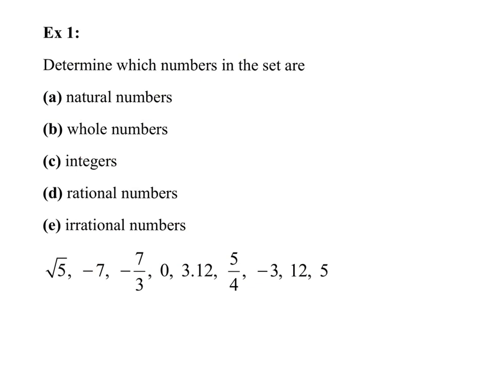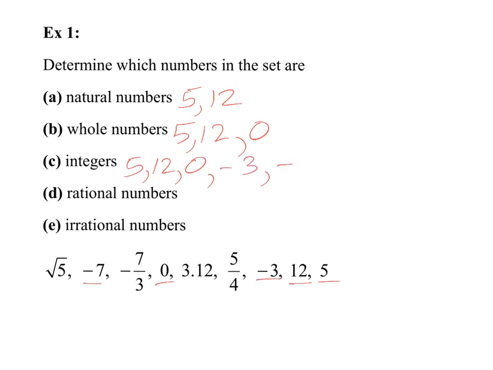Alright, determine which numbers in the set are natural numbers. Okay, so that would be positive whole numbers. We got 5 and 12. Then we got whole numbers, which would be the set of natural numbers plus, oh, here we have 0. All right, integers would be the set of whole numbers plus negative whole numbers. So we have -7 and -3. Could also put those in order if you want.